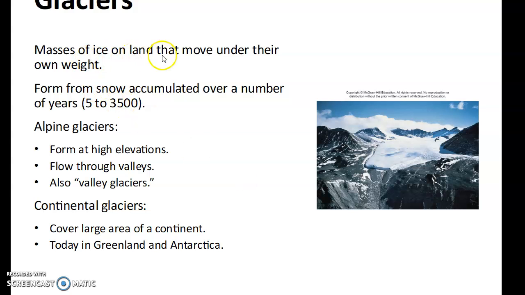Massive ice on land that moves under its own weight is a glacier. And glaciers are either forming, or they're receding, or they're staying the same. They form from snow accumulated over a number of years. Alpine glaciers, these are the ones in the Alps around Switzerland. They form at high elevations, flow through valleys, and are also valley glaciers.